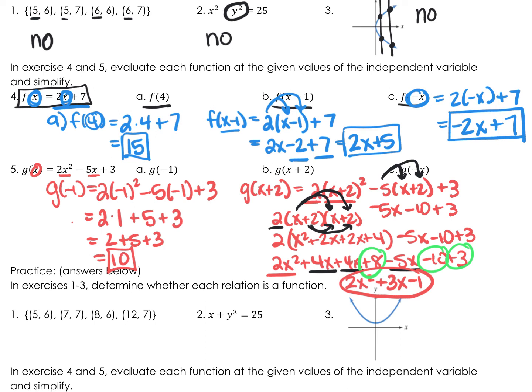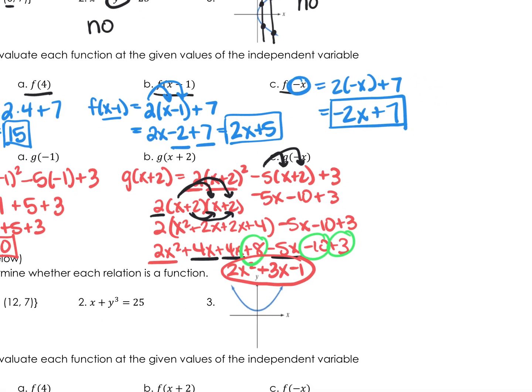And then lastly over here, we'll do this one. Might be hard to read, it was g of negative x. So now we're going to plug negative x in wherever there's an x. So that'll be 2 times negative x squared minus 5 times negative x plus 3.